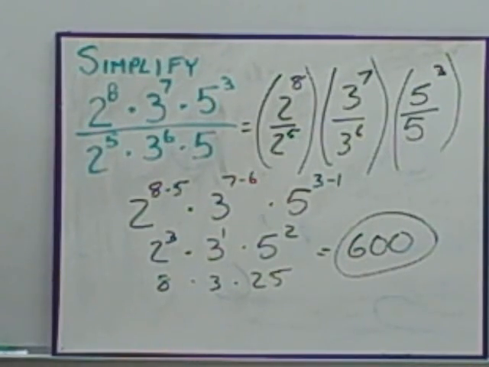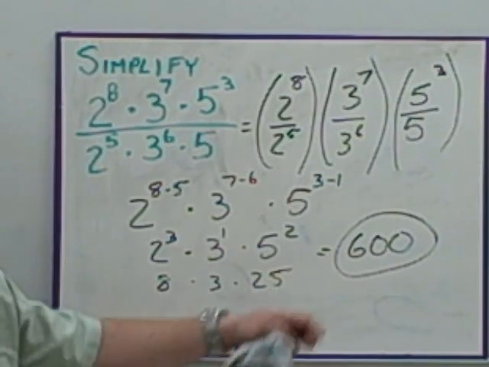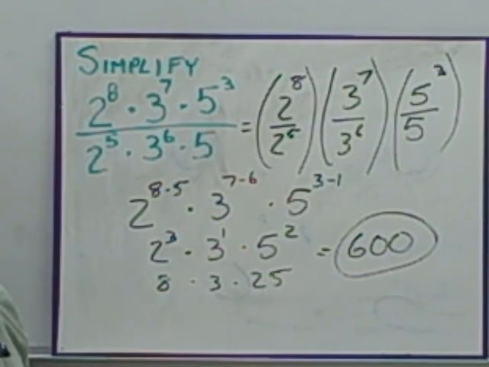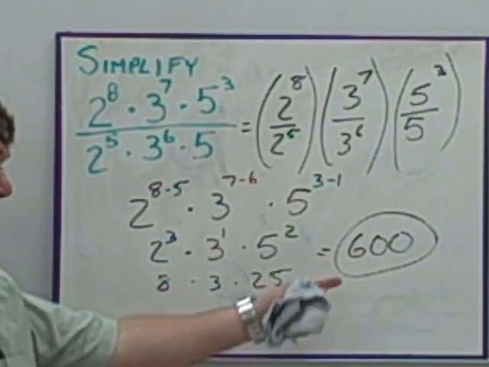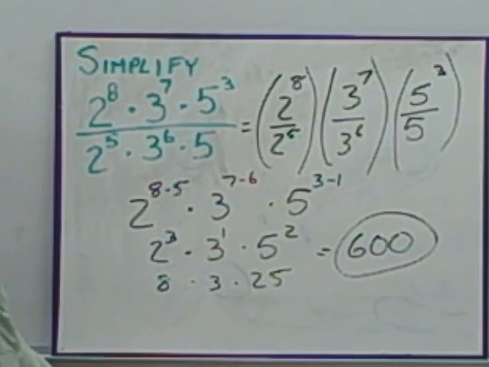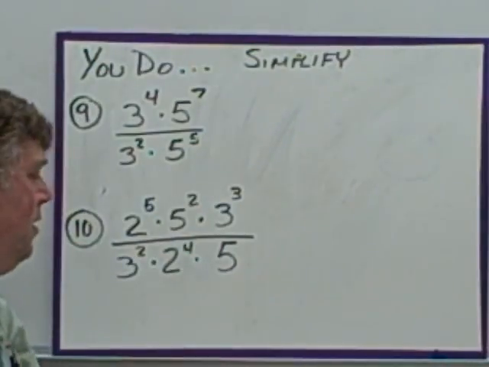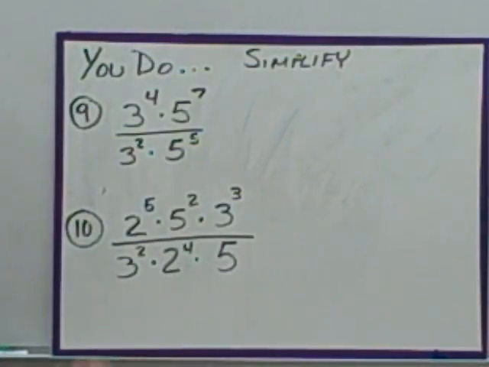Notice how this time it just said simplify. It didn't say simplify expressed using exponents. That's why I worked it all the way out to a final number with no exponents there. If you're asked to just simplify, you need to come out with an answer. An actual number answer without any exponents on it. Okay, pause the video, give these two a try. Welcome back.